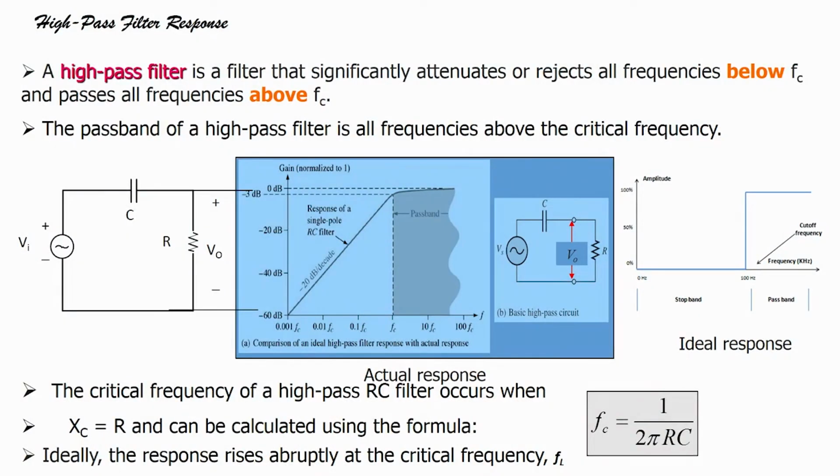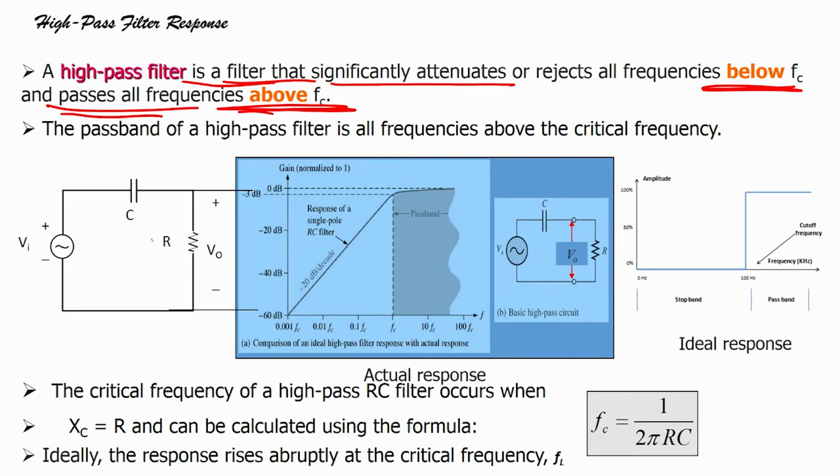If you see the screen, what you can find is that a high pass filter is a filter that significantly attenuates or rejects all the frequencies below Fc and passes all frequencies above Fc. Okay. So, what is that filter? A filter that rejects all the frequencies below Fc, while above Fc it will pass. So, what is that Fc? Fc is our critical frequency. We have seen in the last lecture what Fc is. Fc is nothing but our critical frequency.